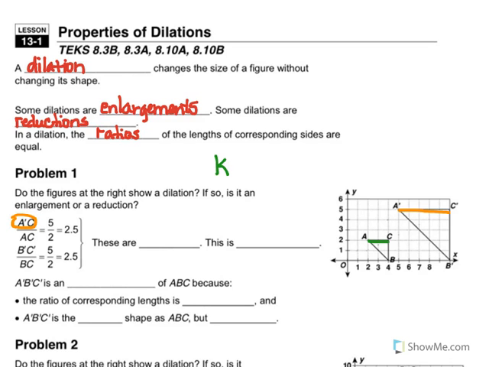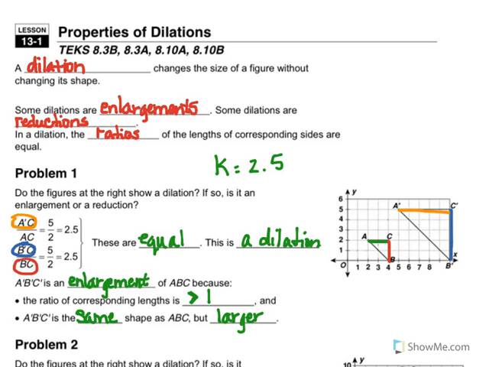So if you look, you have another fraction, which is B prime C prime. I am going to highlight that line in blue. So B prime C prime, again I have it in blue. If you count the line length, it is 5. Then I'm going to do line BC in red. When you count it up, it is 2. Improper fraction, divide the denominator into the numerator, you get 2.5. So your constant is 2.5. And since these are equal, this is a dilation.